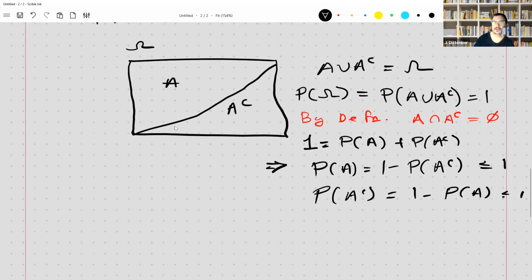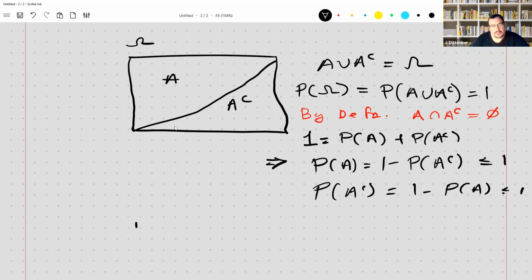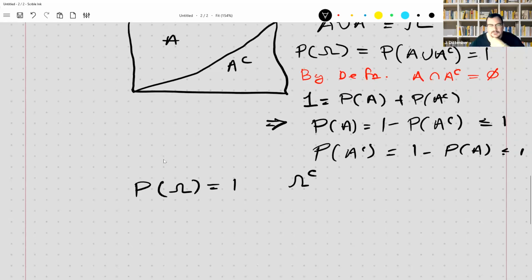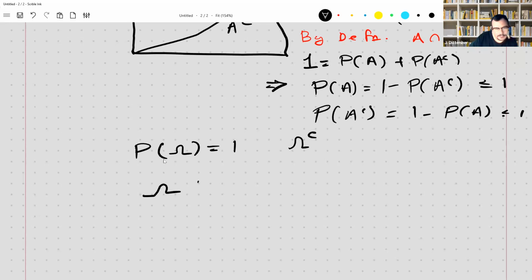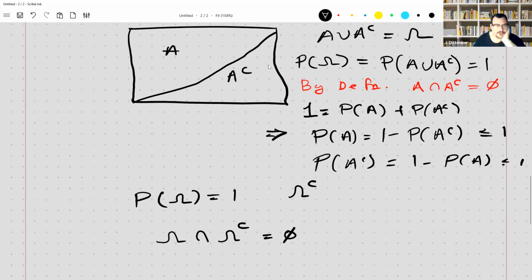All right, so then we can also get this idea that the probability of omega is equal to 1, right? We definitely know that this is equal to 1. But also, let's say I want to talk about not omega. So how can I quantify the probability of not omega? So think about it like this: omega intersected with the complement of omega. Again, by definition, a set and its complement are disjoint. So that means that we can apply the additivity axiom here, right?